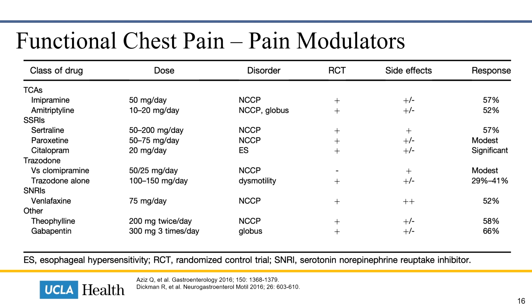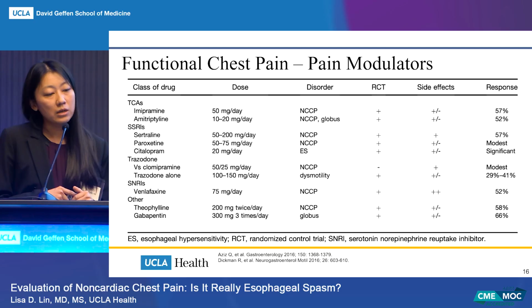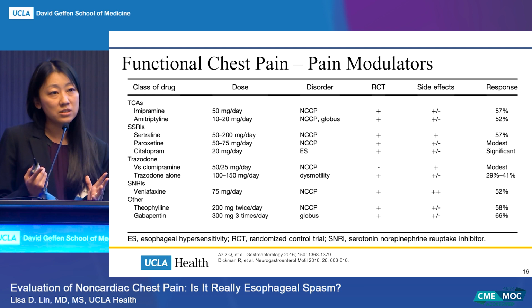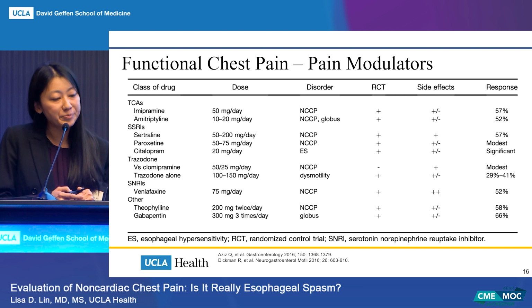But if this person is already on an SSRI and their anxiety is well controlled, or they don't have much anxiety, they don't have much of that central component that's driving the functional chest pain, or let's just say they have insomnia, then a low-dose tricyclic antidepressant would be a great option. But a low-dose tricyclic antidepressant, at 50 milligrams or lower, is not going to have a central mood effect. So these are some of the guiding principles in how you can choose your pain modulator.